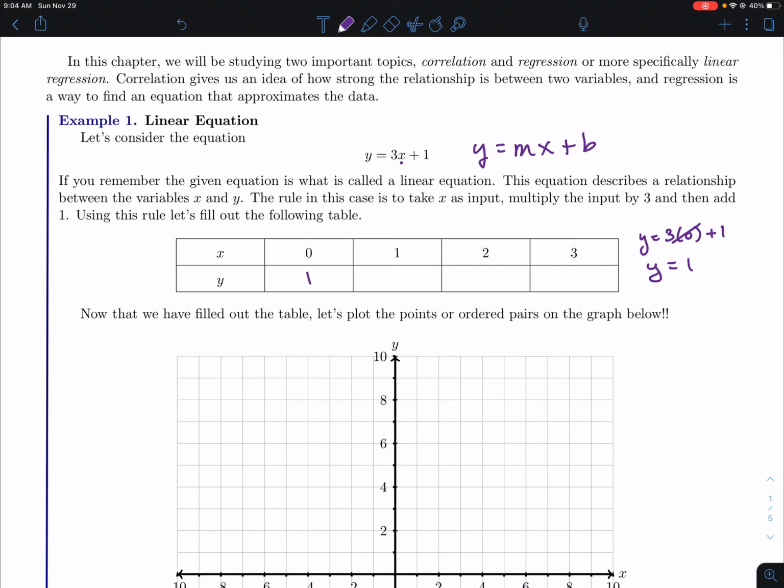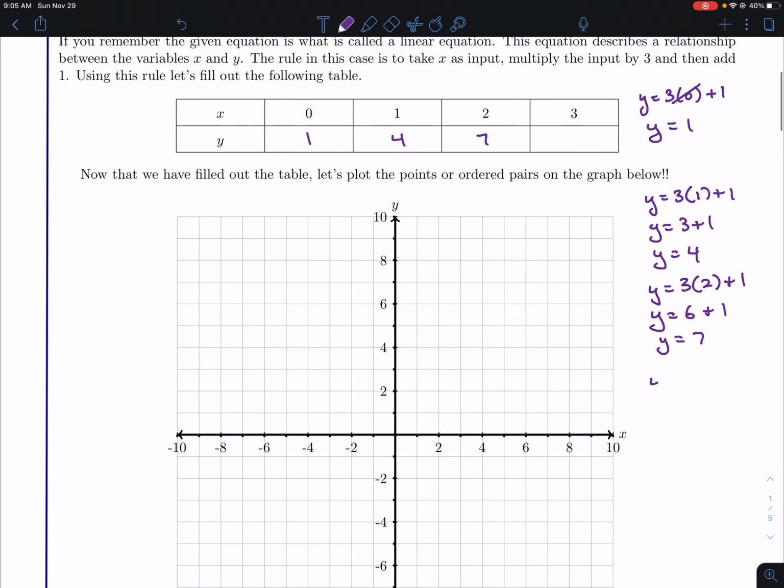And then we want to do the same thing to be able to plot all these different points. So if we let x equal 1, 3 times 1 is 3, plus 1, so y equals 4. So let x equal 2. So 3 times 2 plus 1. So y equals 6 plus 1, which gives us 7. And then finally, x equals 3. 3 times 3 is 9, plus 1 gives us y equals 10.